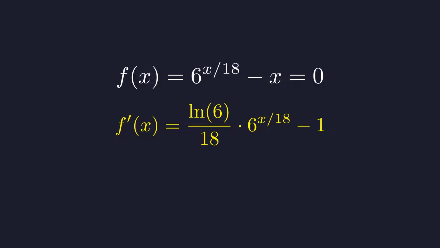Let's watch it converge. Starting with an initial guess of 1, the first iteration gives us 1.117. After just 3 iterations, we've converged to 1.1180. This is the power of Newton-Raphson.